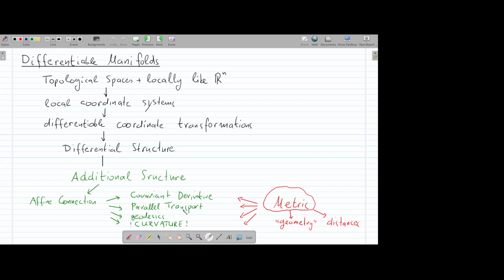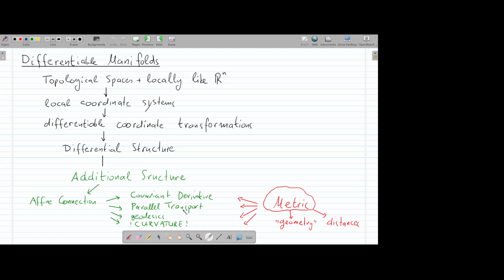But if we want to do classical general relativity, we need to add additional structure to those manifolds. The first layer of additional structure is the affine connection. The affine connection basically defines parallel transport of vectors along curves. And from it, we can define covariant derivatives, geodesics, and finally curvature. And curvature, as we know, is the observable field in classical gravity.